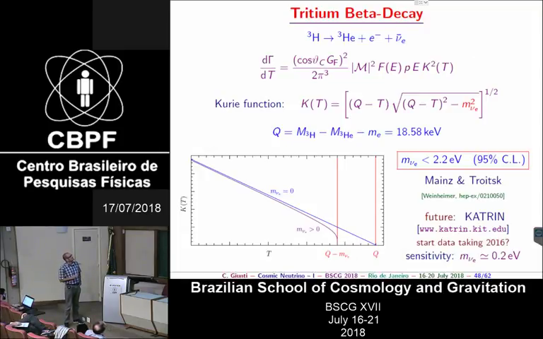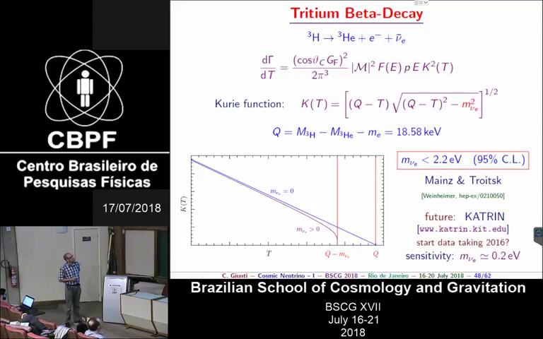And this is the differential decay rate, which depends on several known quantities. So this is the Cabibbo angle, this is the Fermi constant, this is the nuclear matrix element, and this is what is called the Fermi function, which takes into account the Coulomb interaction of the electron with the helium nucleus. This is the momentum of the electron, and this is the energy of the electron, and this is what is called the Curie function, which is the interesting part, because the Curie function contains the effect of the neutrino mass. So the neutrino mass is here.